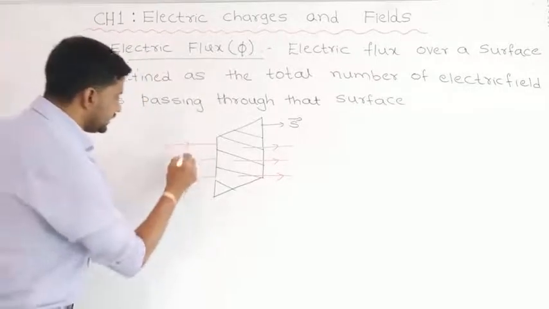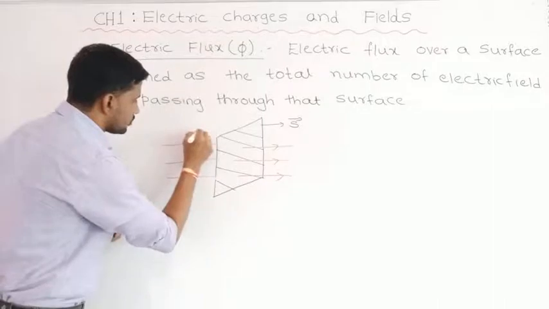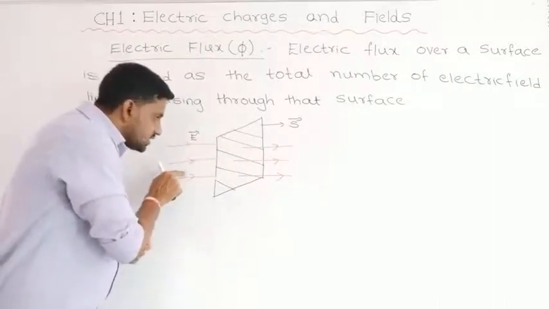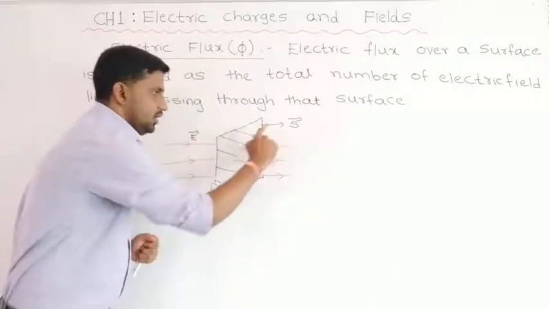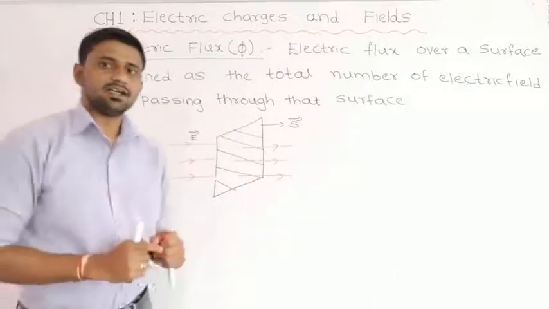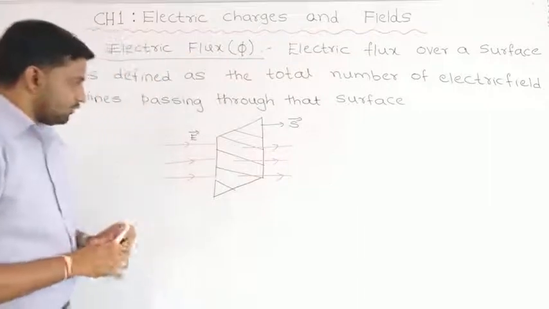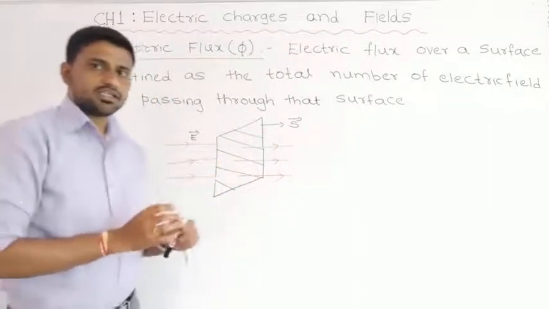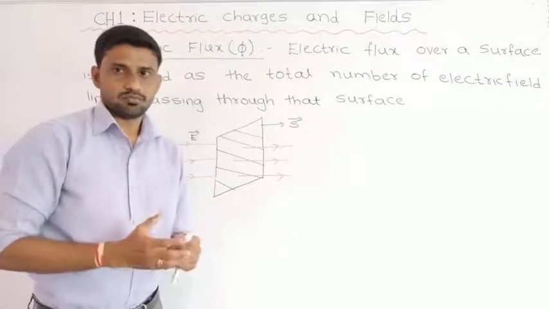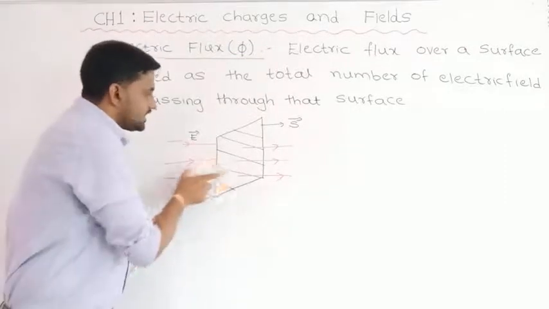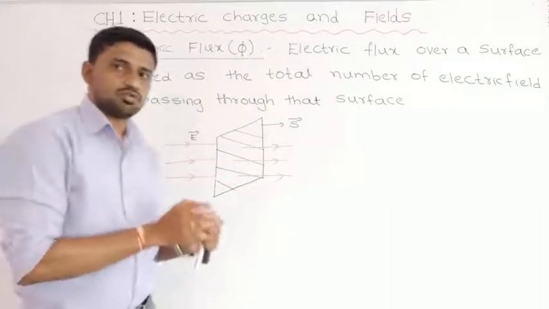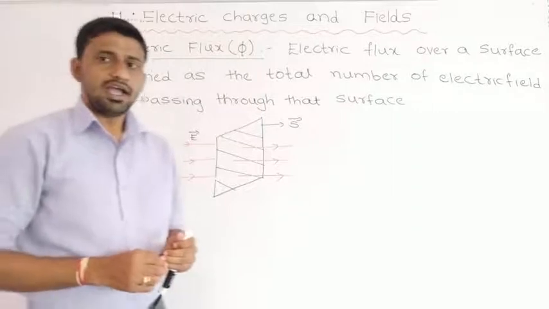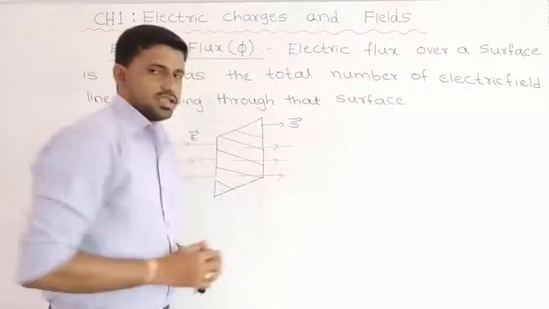Here we are indicating the electric field in terms of electric field lines. Suppose that these electric field lines are passing through this surface area, then we call it electric flux. If more electric field lines are passing through this surface area, then we consider the electric flux also more. Understood? If fewer electric field lines pass through it, then the electric flux through that surface is also less. Understood?